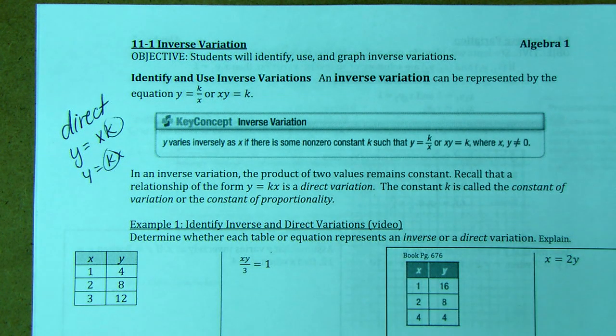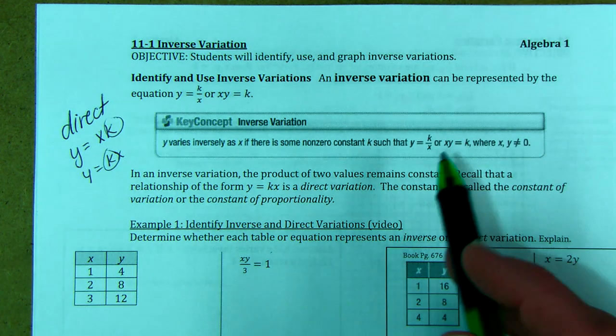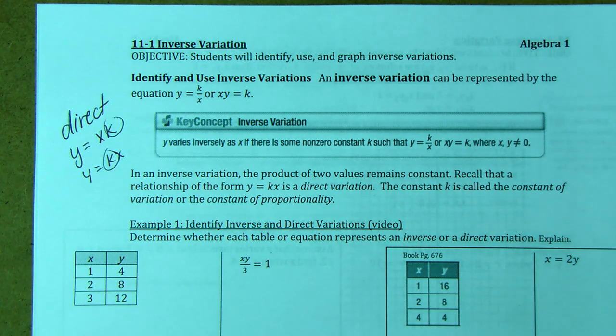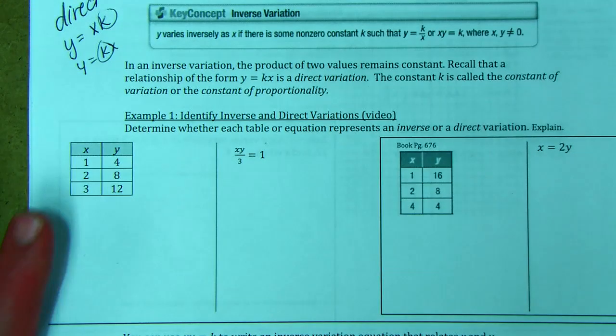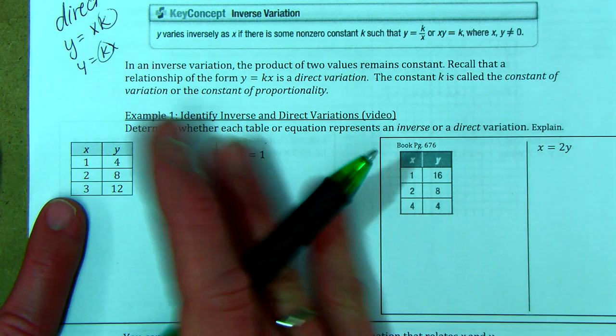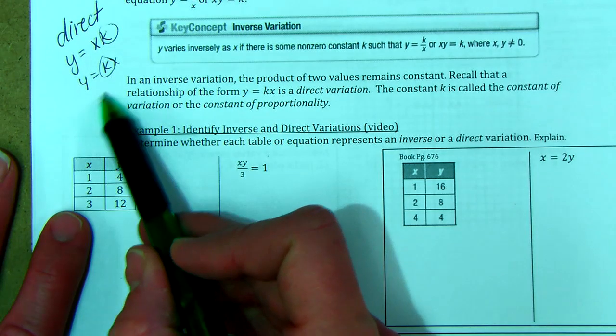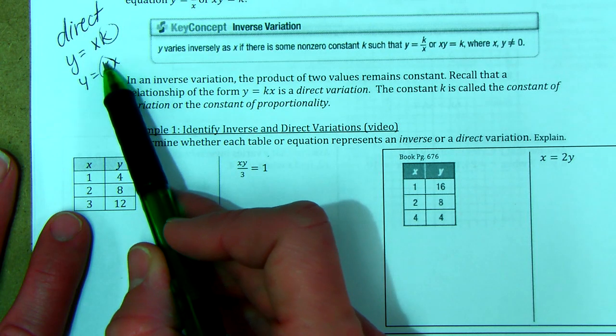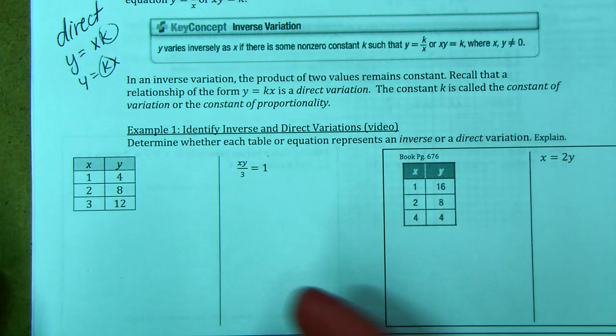So this is an inverse relationship. How do we tell the difference? It's pretty simple. Whether we're looking at a graph, a function, or an equation, if it can be written as a constant times x equals y, then it's direct. If x times y gives you the same product every time, then it's inverse.